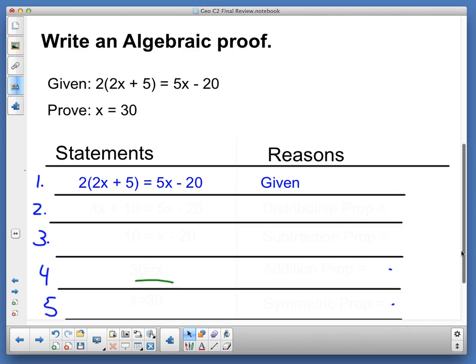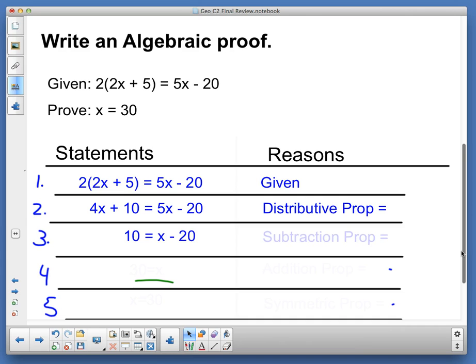After I get rid of the parentheses, that's the distributive property, I have 4 ways to finish out my problem. I don't care which way you decide to go first. I decided to subtract 4x from both sides. So subtraction property of equality. Then I went to adding 20 to both sides. Addition property of equality.